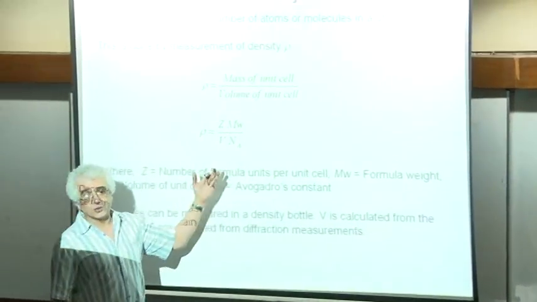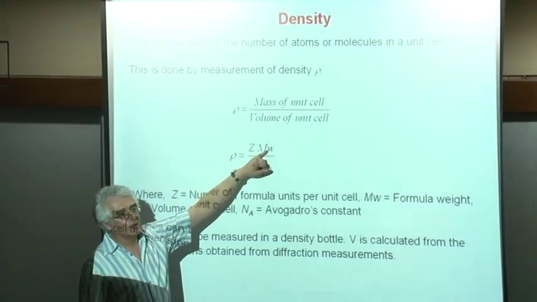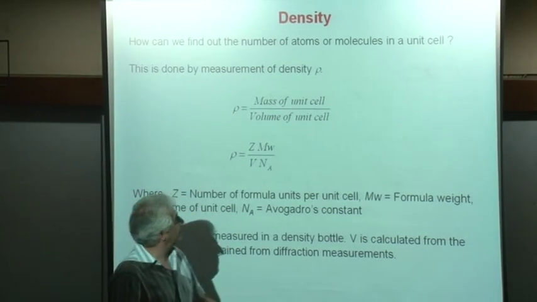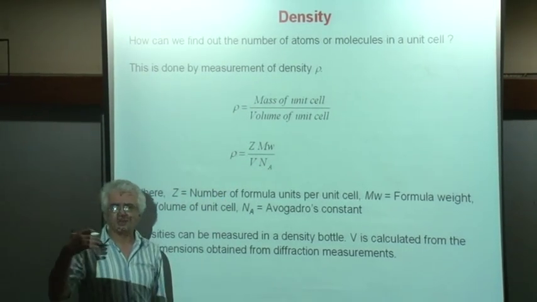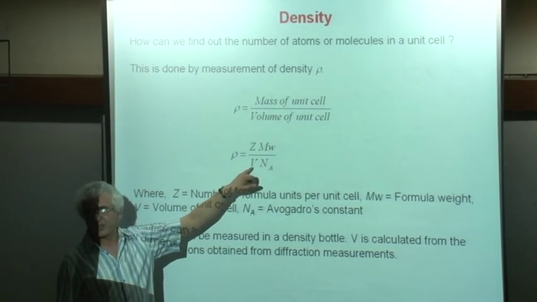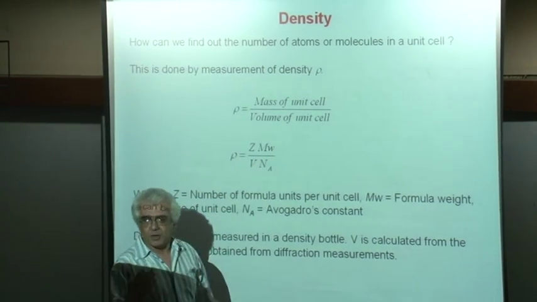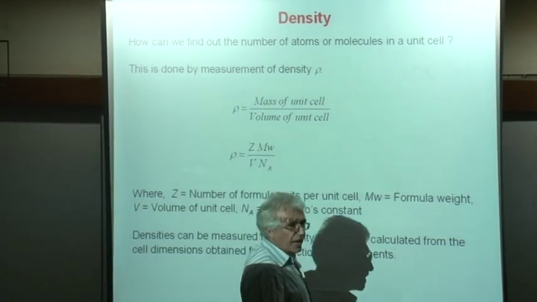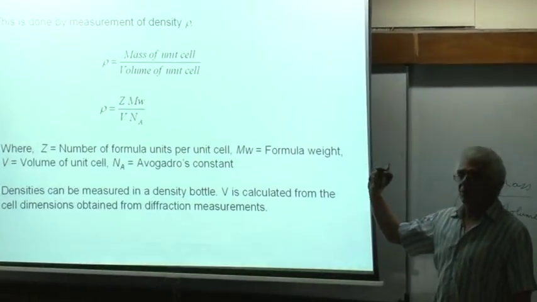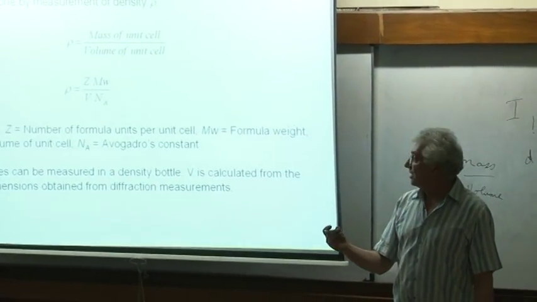In the case of a crystal structure, again we've got mass over volume, but the volume is the volume of our unit cell, and so as we're usually talking about a whole mole, we have to multiply by Avogadro's number. The formula weight or molecular weight, and Z, the number of those molecules per unit cell. That is the number that we need. So simple rearrangement of this equation gives us Z.